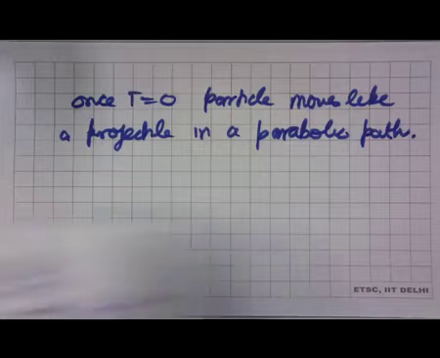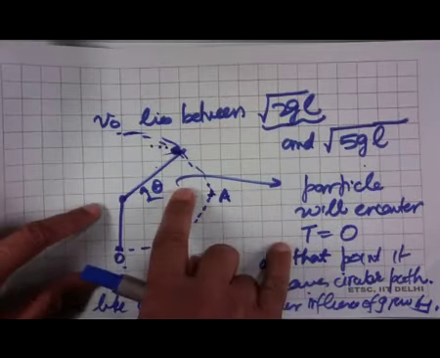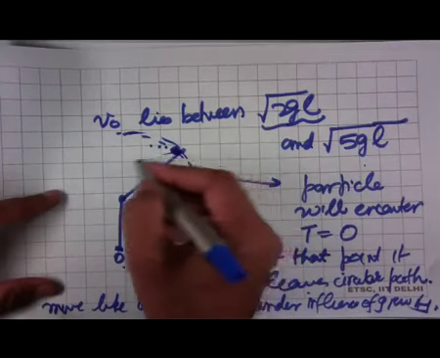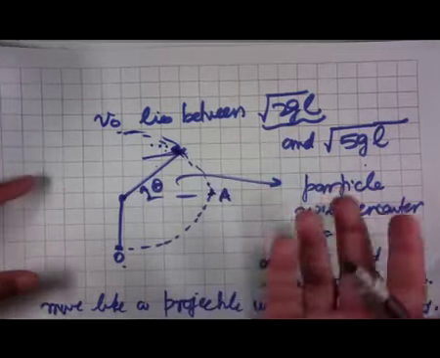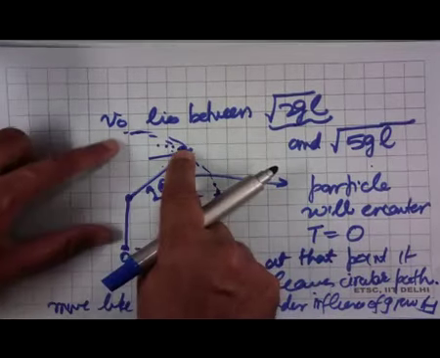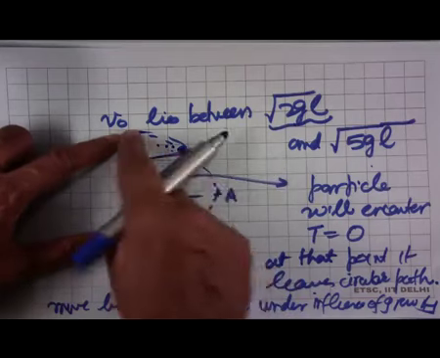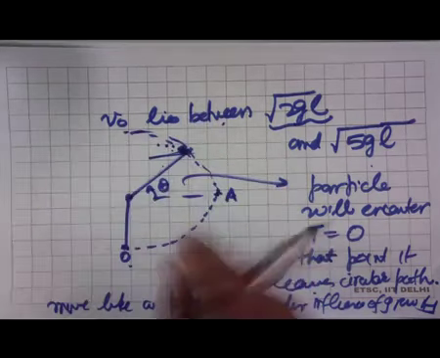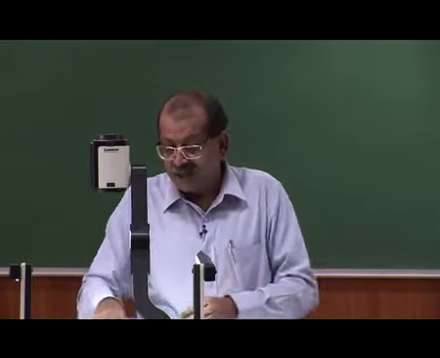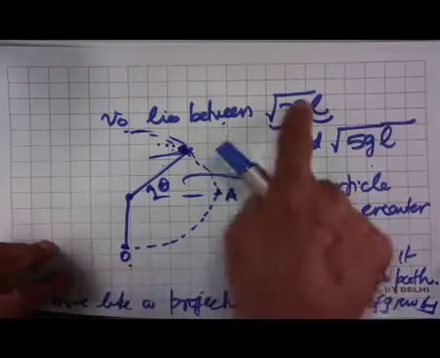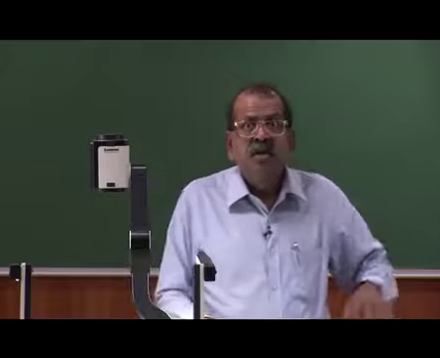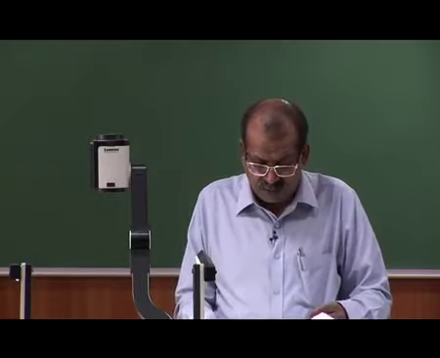The angle theta at which the particle leaves can be found out, and after that, because this particle is moving like a projectile, you can apply the equations of projectile motion to find the height the particle will rise with respect to this position, add that to the initial height, and that will give you the final height attained by this particle when it starts from 0 with a velocity between root 2 gl and root 5 gl. So, this is how one can solve such problems.